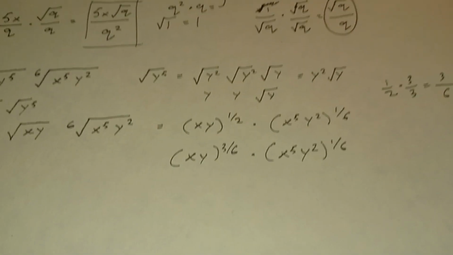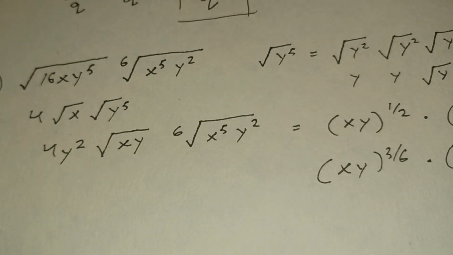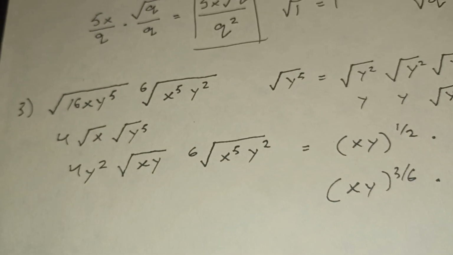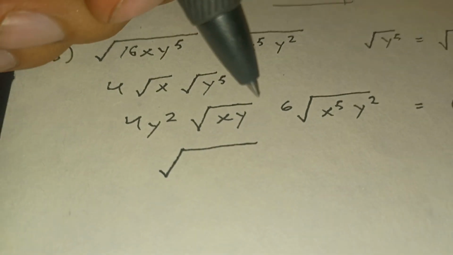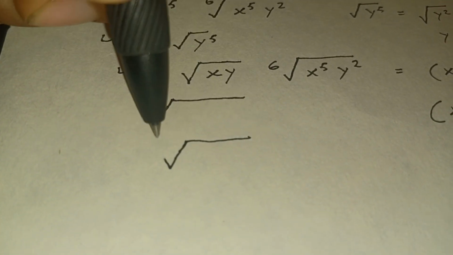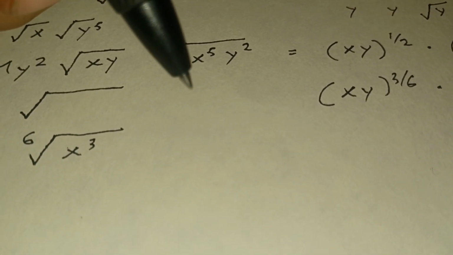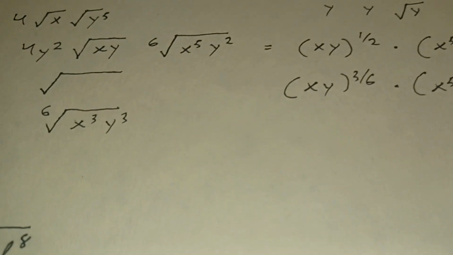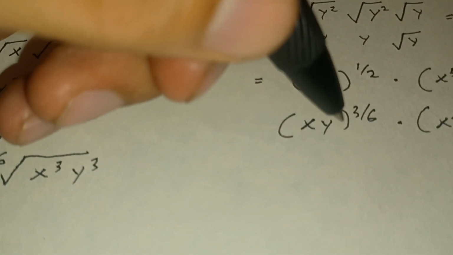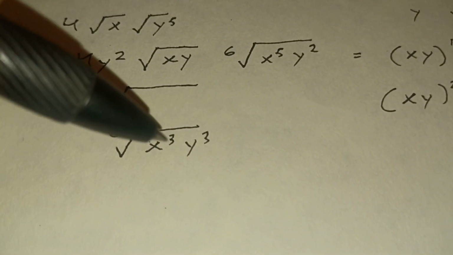Alright, so now we have that. And now we can go ahead and basically translate them back into the 6th root. So this is going to turn into the 6th root of x to the 3rd power times y to the 3rd power. Right? Why? Because this 6 will go on the outside, and that will leave us with the 3rd power. So that means we'll multiply everything inside by the 3rd power. So that is going to equal x to the 3rd power times y to the 3rd power.